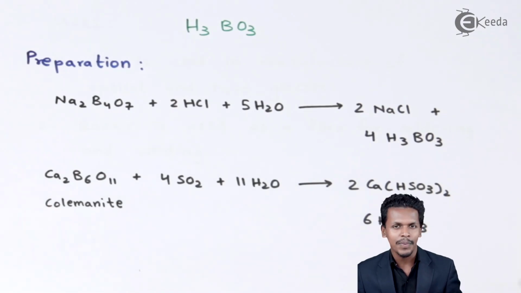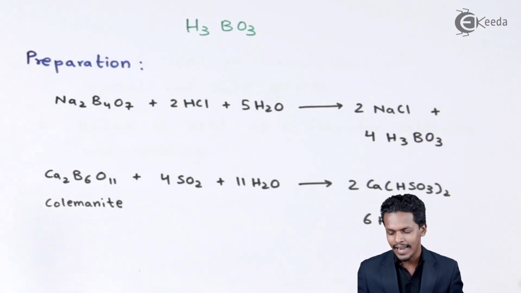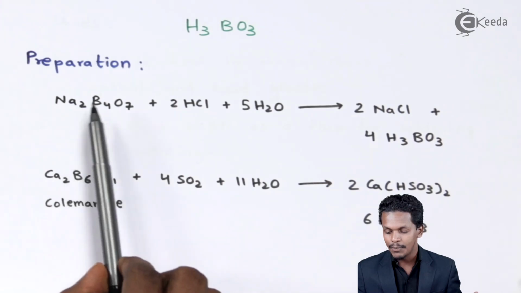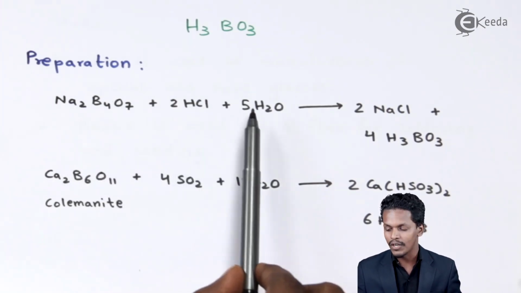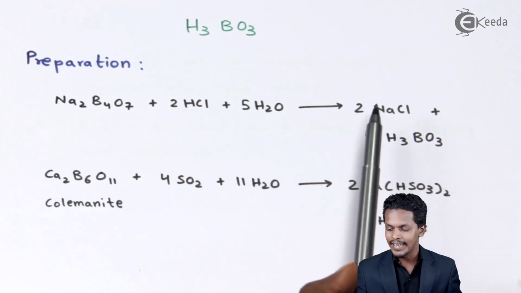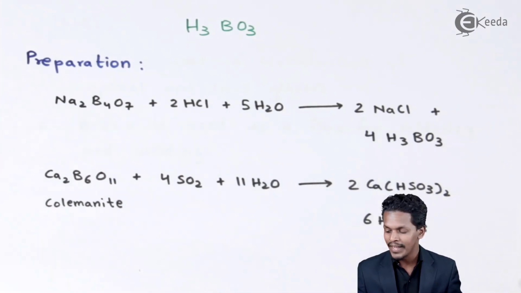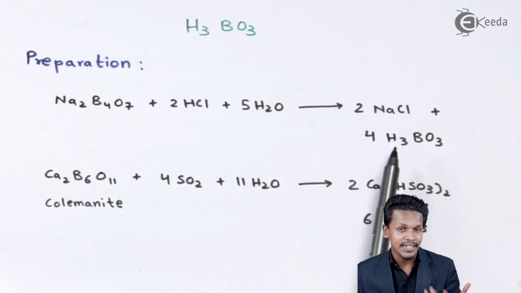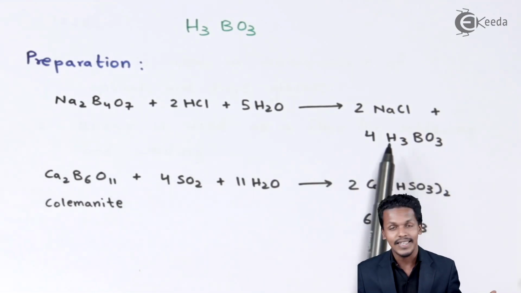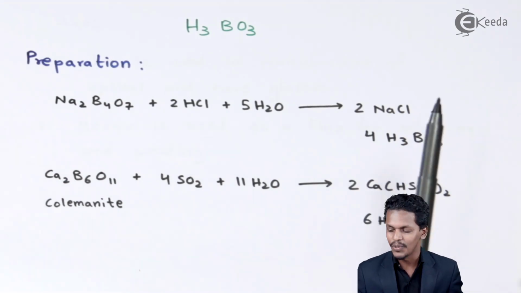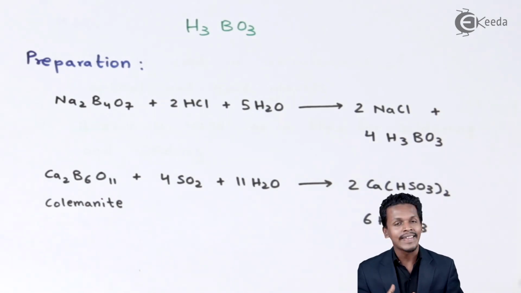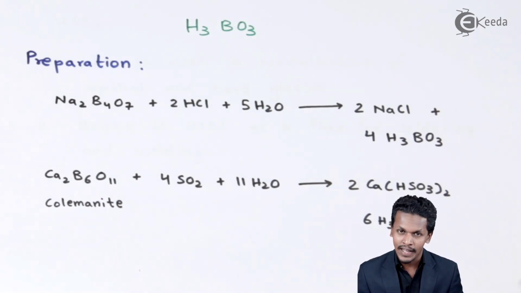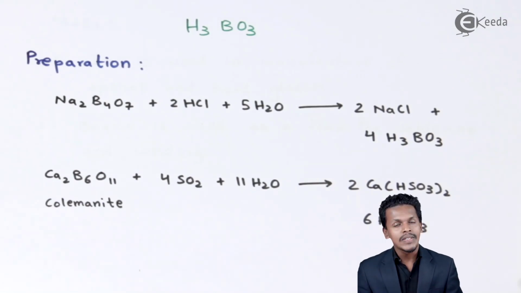So in this case also we could obtain the orthoboric acid, and the reaction is as follows. Borax, that is Na2B4O7, is treated with 2 moles of HCl along with 5 moles of H2O, so as to obtain the salt, that is 2 moles of NaCl, along with the desired product that we need, that is orthoboric acid, 4 moles of H3BO3. So this is the reaction that we have made to understand how orthoboric acid can be prepared. So that was the first one.